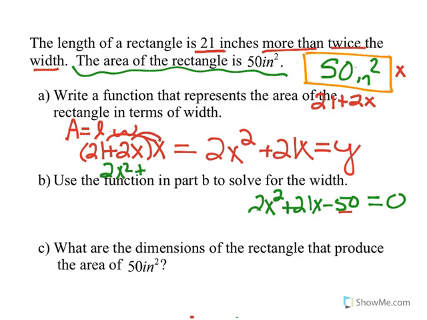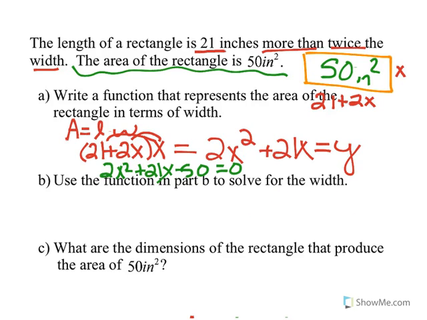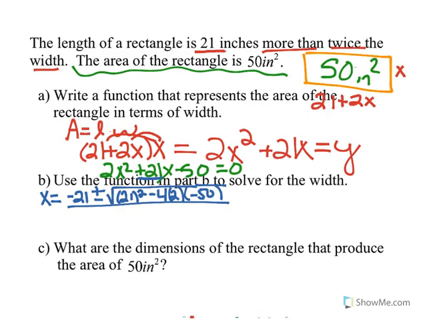We have 2x squared plus 21x minus 50 equals 0. We will go ahead and put that into our quadratic formula. All right, so we're going to start subbing it in. x is equal to negative b, so negative 21, plus or minus the square root of b squared, which would be 21 squared, minus 4ac, times 2 times negative 50, all over 2a, which is 2 times 2.